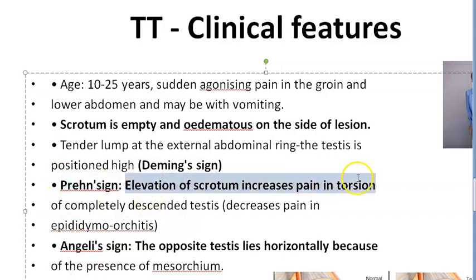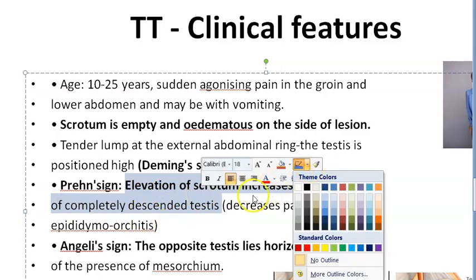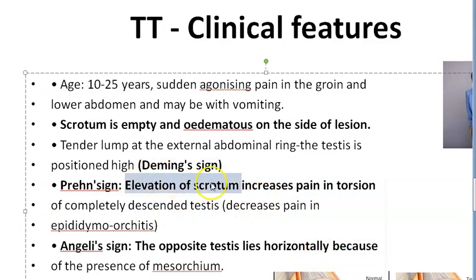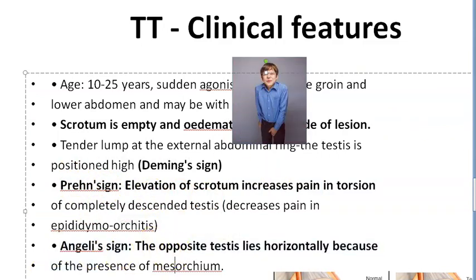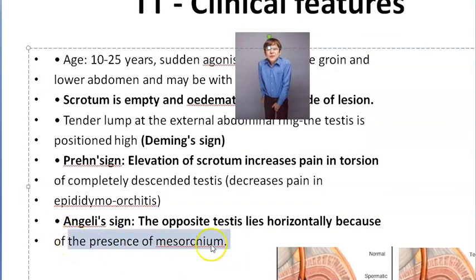Elevation of the scrotum increases pain in torsion of a completely descended testis. If you elevate the scrotum and the pain is more, this is called Prehn's sign. Poor boy, he is undergoing so much pain. Then Angel's sign: the opposite testis lies horizontally because of the presence of mesorchium. This we saw already, right?